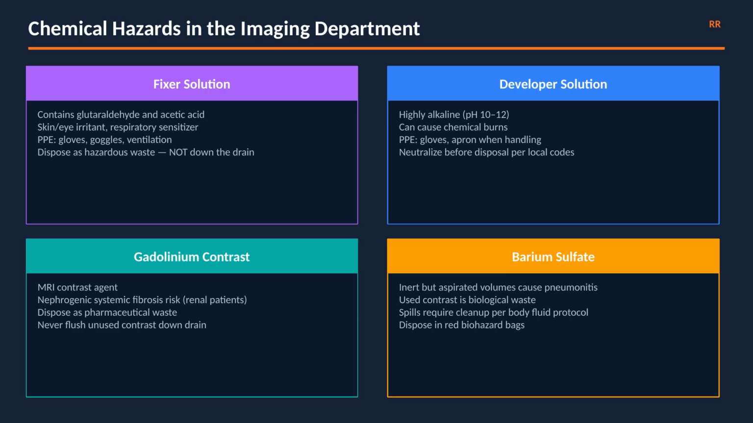4 chemicals found in imaging departments that require specific handling knowledge. Fixer solution, contains acetic acid and ammonium thiosulfate. Skin irritant, respiratory sensitizer. Work in ventilated areas. Dispose as photochemical waste. Developer solution, highly alkaline, pH 10 to 12. Eye and skin hazard. Chemical burns possible. Nitrile gloves and eye protection required when handling.